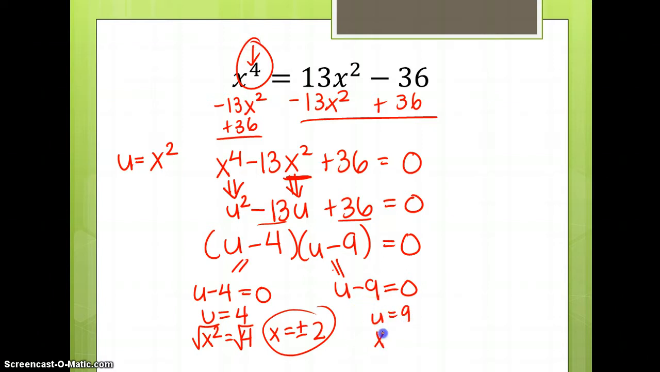U equals 9, so x squared equals 9, and then we take the square root. So x is positive or negative 3. Those worked out really nicely. Notice now we have 4 answers: positive 2, negative 2, positive 3, negative 3.